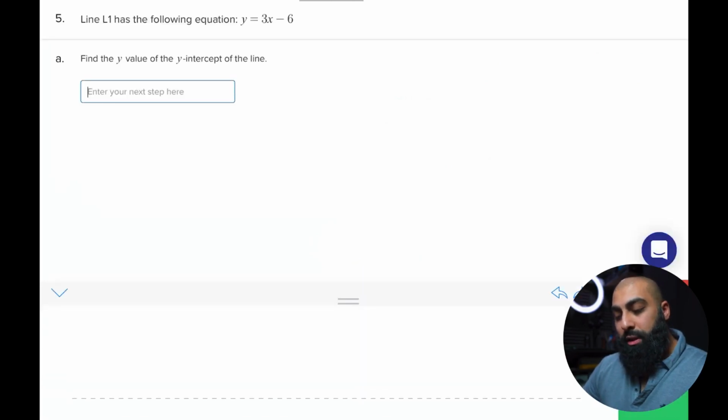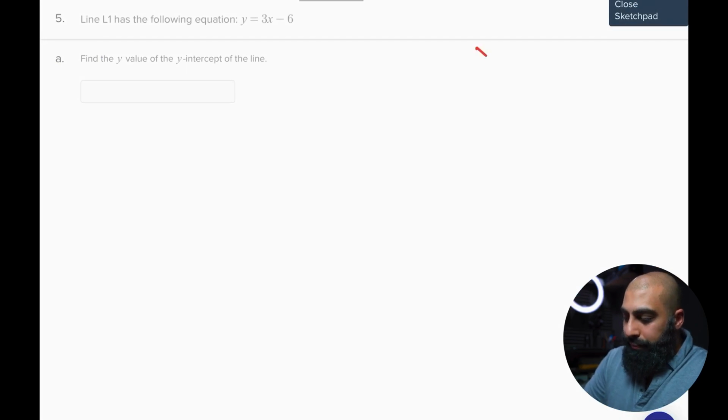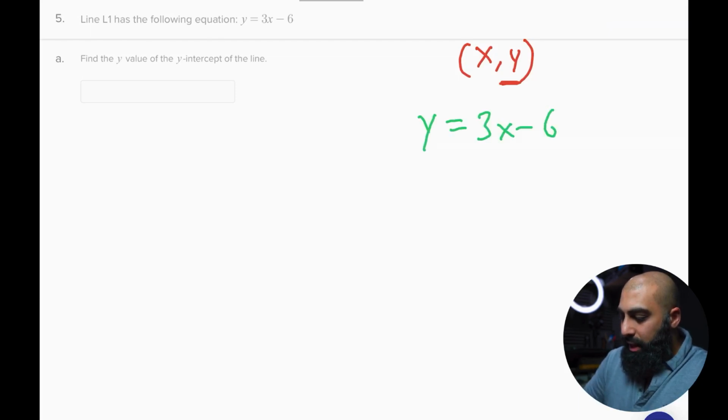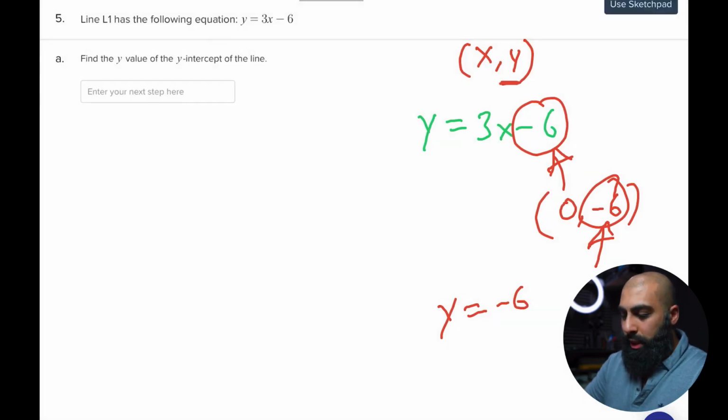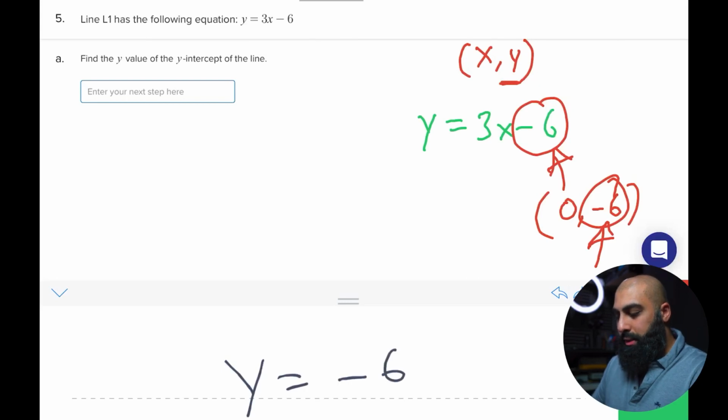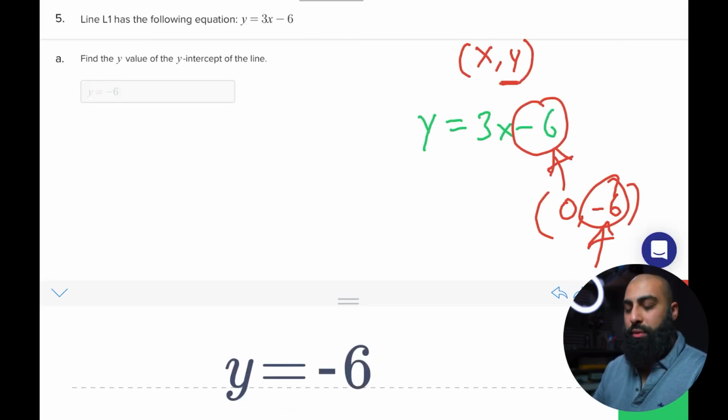Question 5, it says line 1 has the following equation, y equals 3x minus 6. Find the y value of their y-intercept. Now remember, the y-intercept has an x and a y component. We want to find out what the y value is. Okay, so here in the equation that they've given, y is equal to 3x minus 6. This is our y-intercept. Okay, so we have the coordinate of 0, minus 6. So the y component here is just minus 6. So y is equal to minus 6 because they need to give a variable. So we're going to go here and say y is equal to minus 6. That's the y value of the y-intercept.